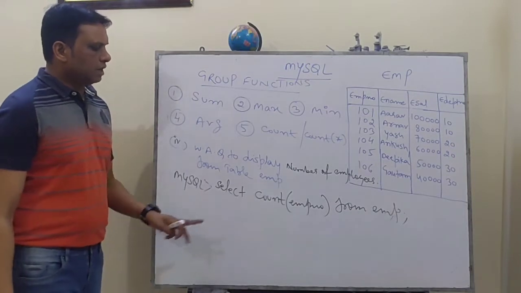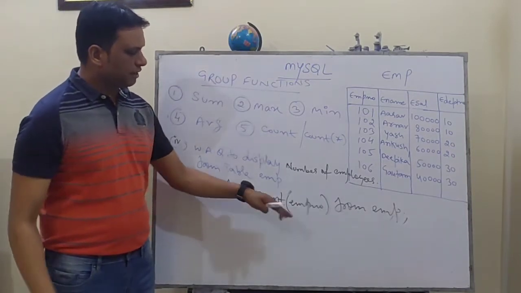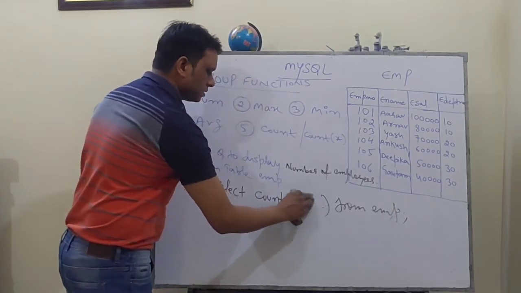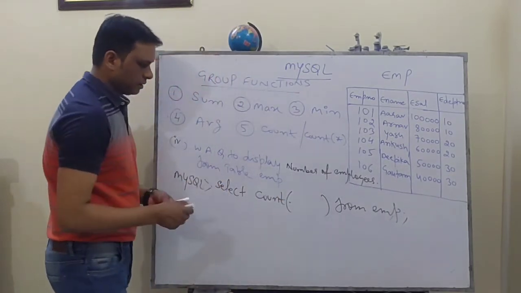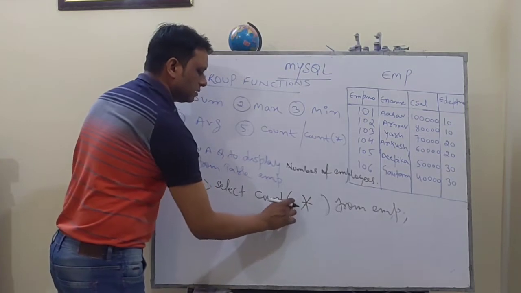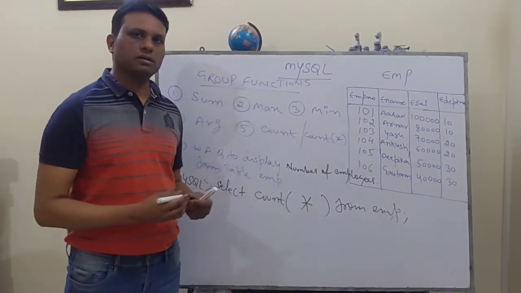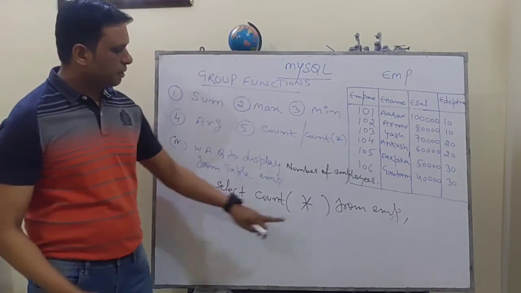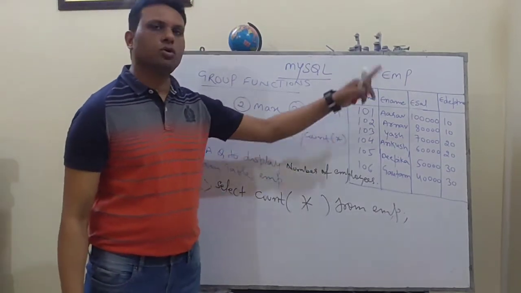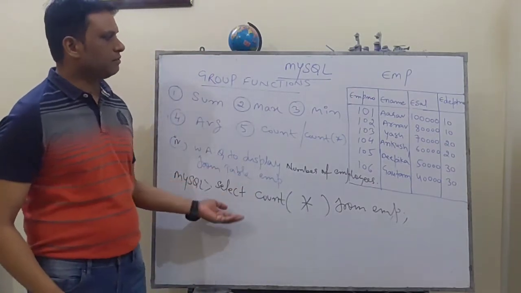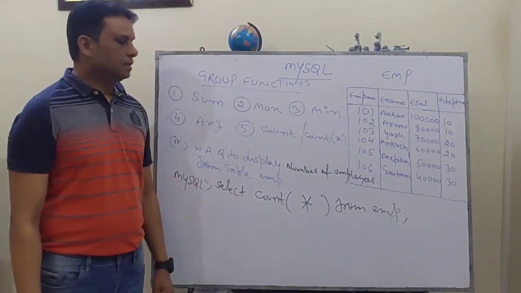So select count EMP number from EMP means how many records? 6 records. Now in place of the column name, if I replace it with asterisk, then is there going to be any change or not? No, there will be no change. Why? Because asterisk means all the values. How many values are there? There are 6 values. So again we will get 6 as a result.